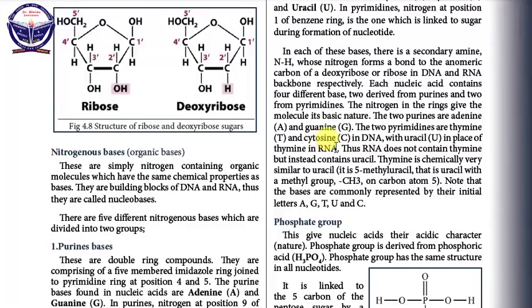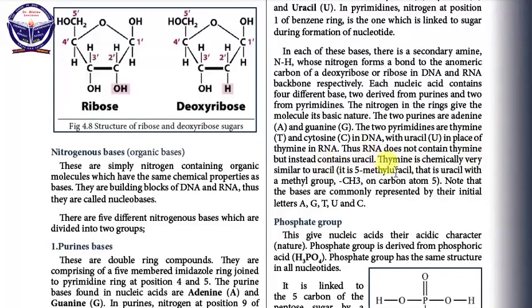That means RNA, it has uracil and cytosine and not thymine and cytosine. So thymine and cytosine is present in DNA, while RNA, it has uracil and cytosine. Thus, RNA does not contain thymine, but instead contains uracil. Thymine is chemically very similar to uracil.